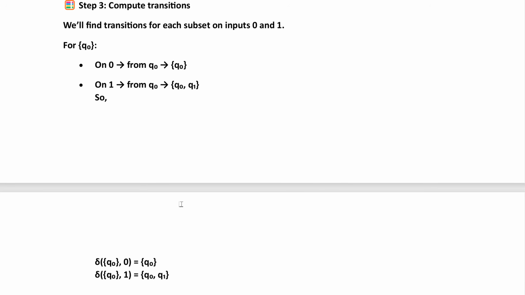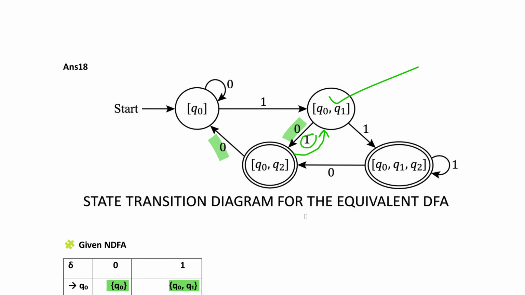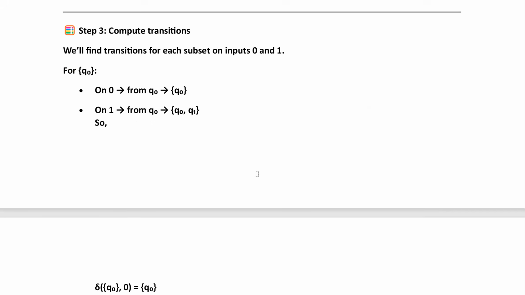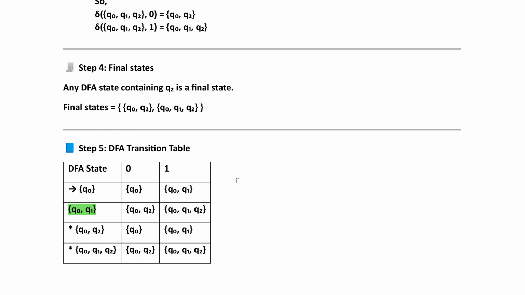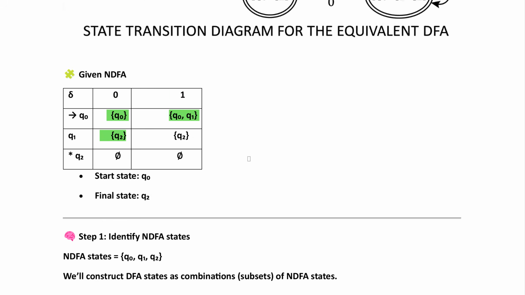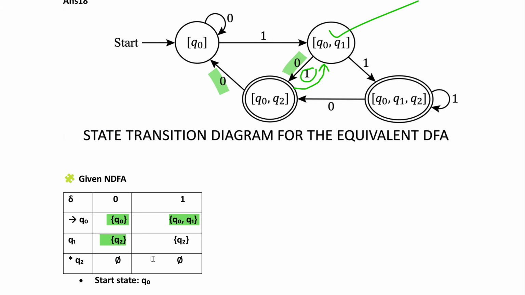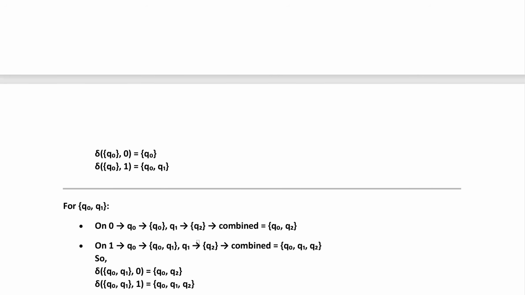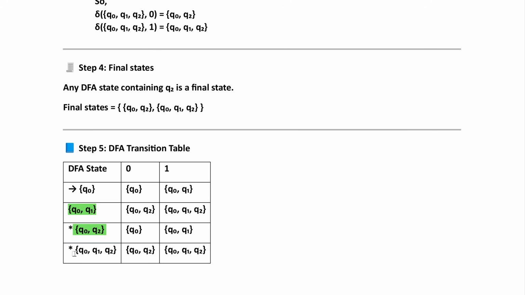Similarly, when we apply 0 on Q0, Q1, we get the next state Q0, Q2. So Q0, Q2 also becomes a new input state. Similarly, we are also getting a new state Q0, Q1, Q2. So this also becomes a new input state. So what you have to do is, how do we get this?